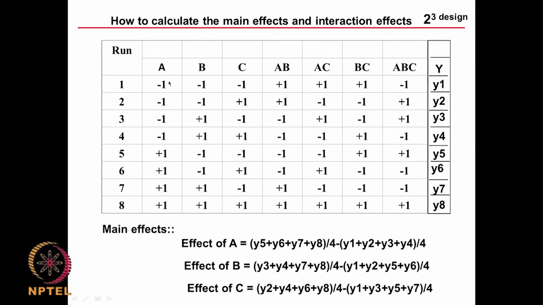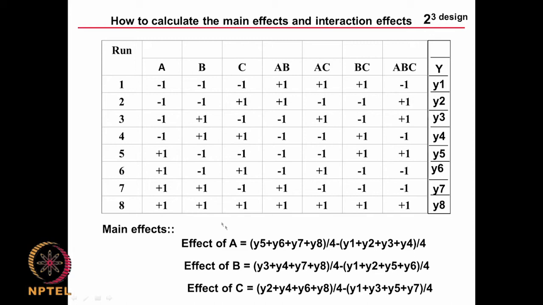Now, how do you identify the main effects? What is the effect of A? What is the effect of B? How do you do that? So, what you do is, these 4 experiments are done with the higher level of A, these 4 experiments are done with lower level of A. So, what you do is you add up these 4 outputs, divide by 4, minus, add up these 4 outputs, divide by 4. So, that tells you the main effect A, understand, because these 4 are plus, these 4 are minus, okay.